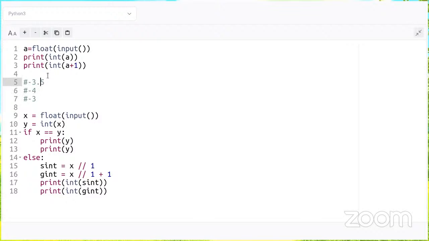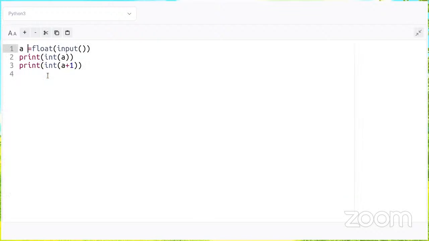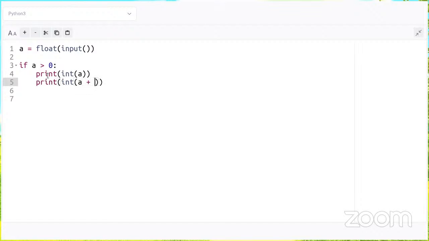Okay, so let's try to make your code work. What I would do is start with a float of input, and check the sign of a. If a is greater than 0, then I'll print int of a, and I would print int of a plus 1. Sorry, int of a plus 1.